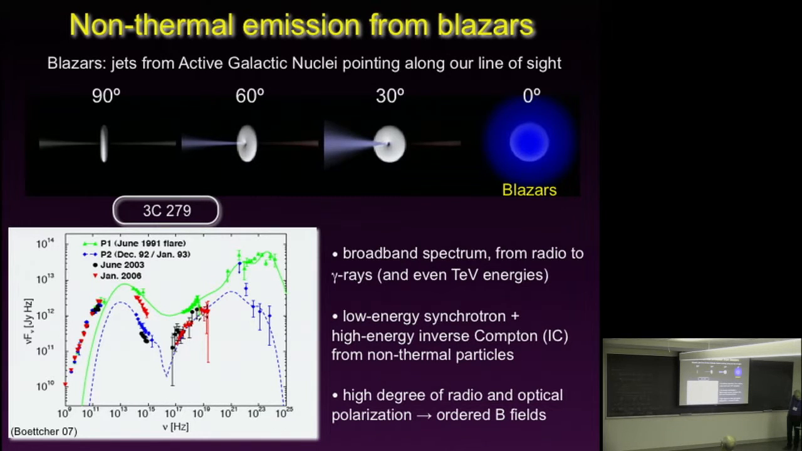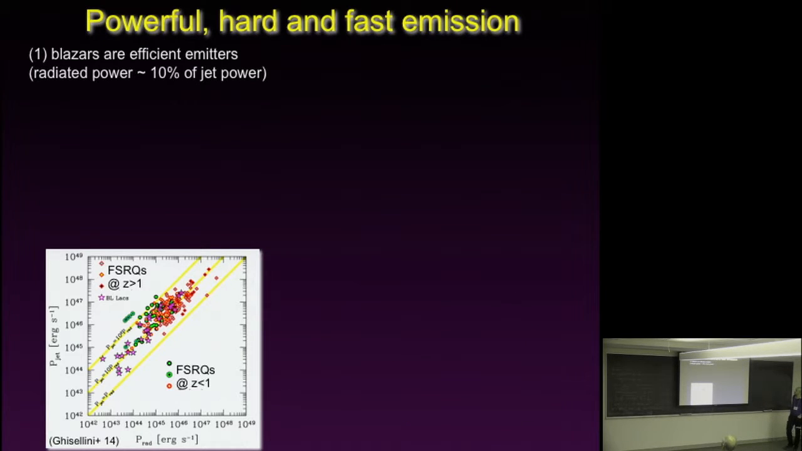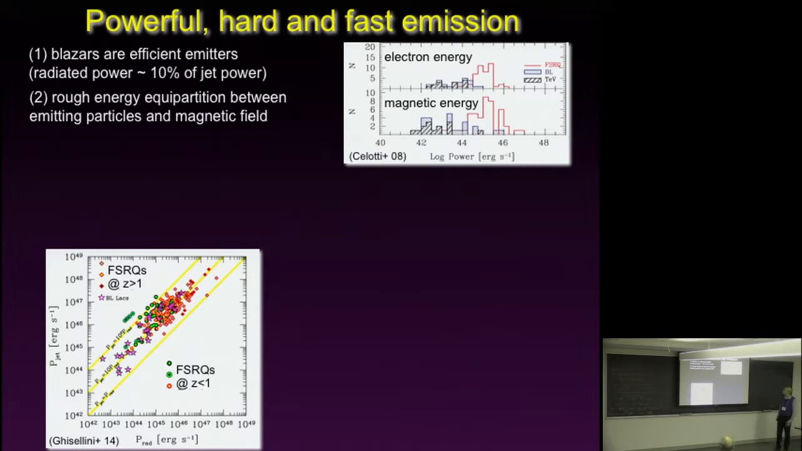There are four properties of these objects that I would like to focus on and try to explain, still with the same kinetic tools that I described at the beginning. The first one is that blazars are efficient in emitting light. About 10% of the overall power of the jet goes into radiation. The second property is that quite universally, they're seen as having the same amount of energy in the electrons, the radiating species, and in the magnetic field.